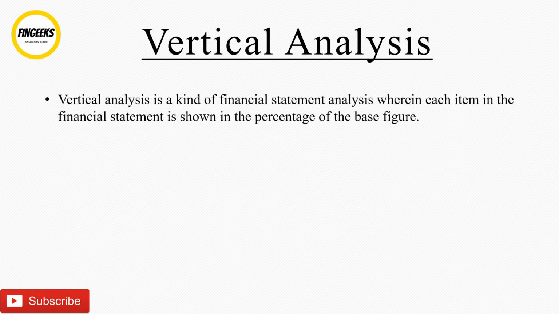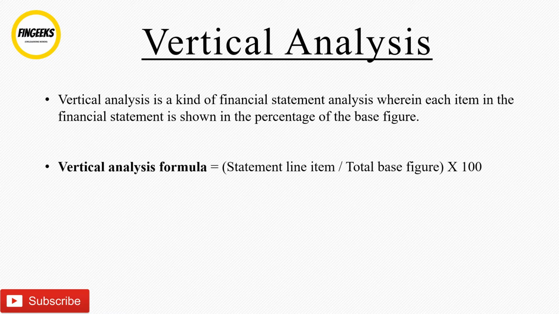As you can see on the screen, vertical analysis is a kind of financial statement analysis wherein each item in the financial statement is shown as a percentage of the base figure. The formula for vertical analysis is statement line item upon total base figure into 100. So basically we are converting each and every line item in the financial statement, that is an income statement or profit and loss account, in terms of percentage.